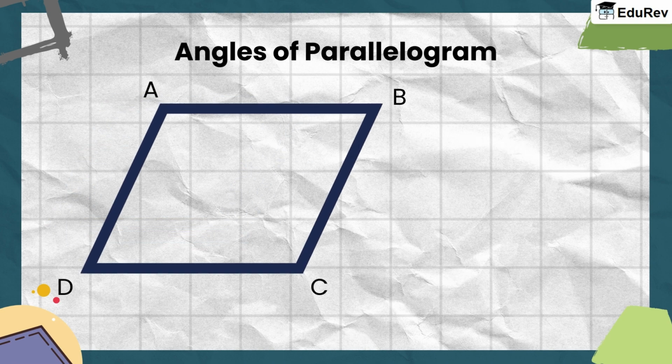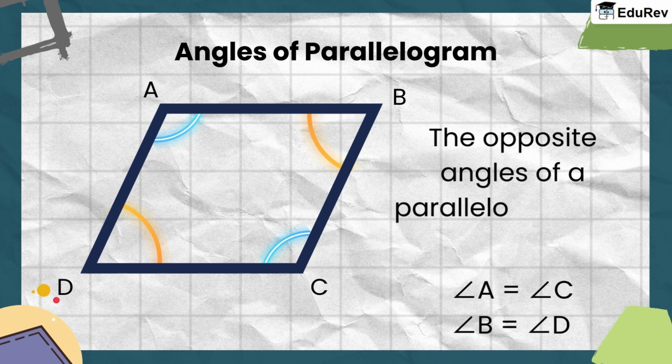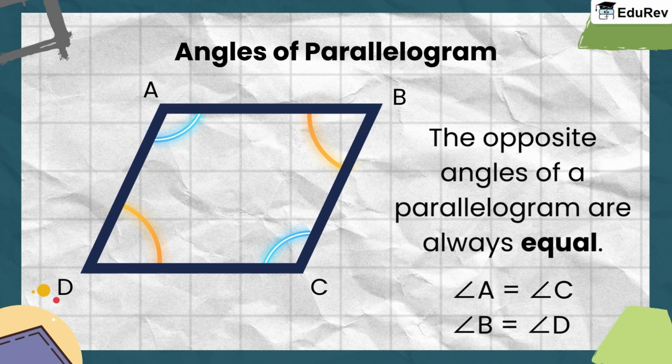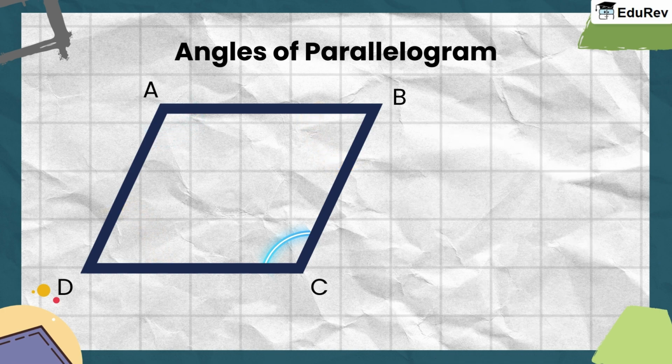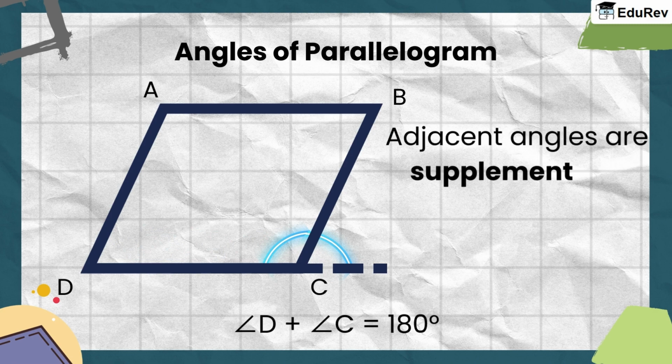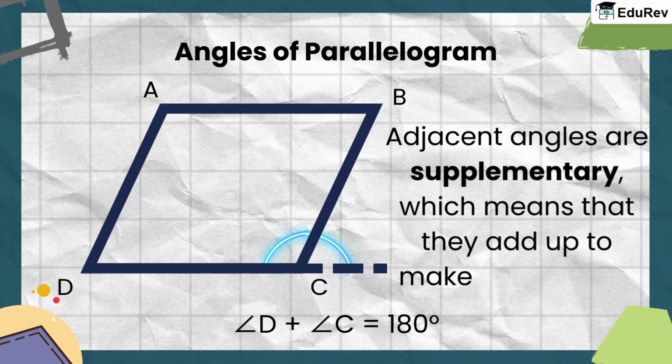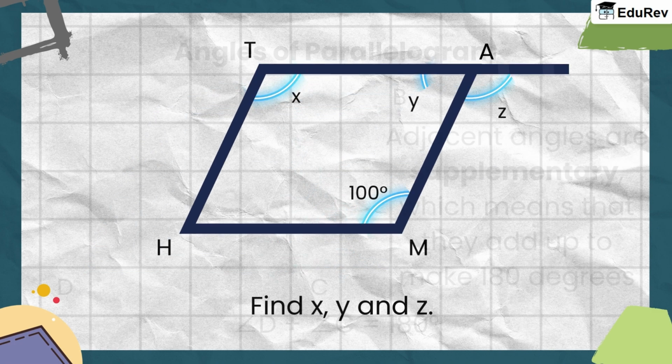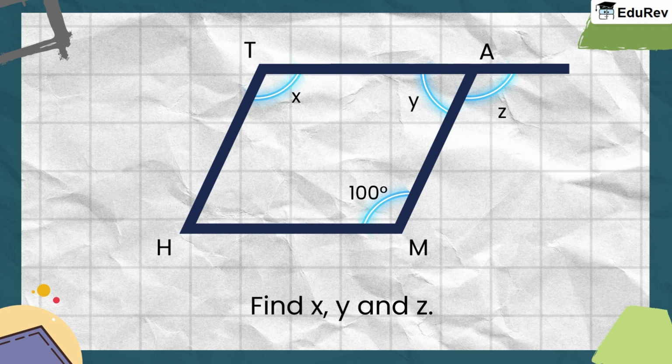Next, we are going to study more about angles of parallelogram. Notice these two angles. What do you think? Are they equal? Yes, they are equal. Here we learnt that the opposite angles of a parallelogram are always equal. Let's change the angles. What special property do you think these two angles have? Let me help you. Now can you see? These two angles add up to make 180 degrees. That means they are supplementary. Let's try a new question to better understand this concept.